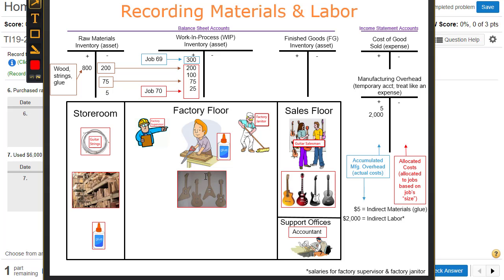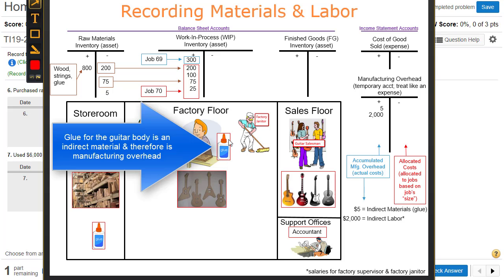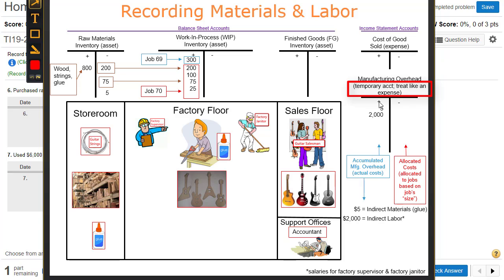Now let's talk about indirect materials. Indirect materials are things like this glue. Things that cannot be traced specifically to one guitar or another, or are not cost effective to trace to one guitar or another. For example, would it be cost effective to count the drops of glue for this guitar versus this guitar? No, it's not cost effective. So when glue is used and other indirect materials, we put them in the manufacturing overhead account. This account, remember, is a temporary equity account, but we're going to treat it like an expense, which means it increases on the debit side.